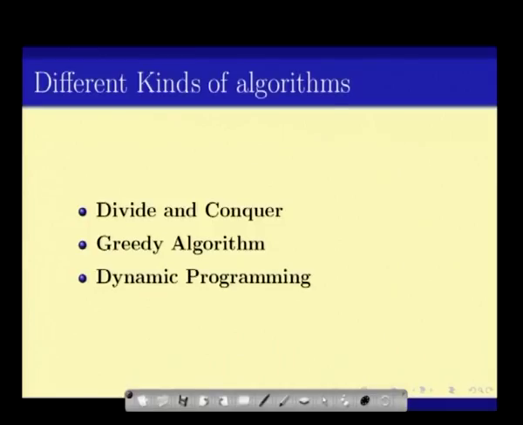So, in this talk and in the next few lectures, we will be looking at various kinds of algorithms. In general, algorithms are split into 3 or 4 different categories. The most commonly used ones are the divide and conquer algorithm, the greedy algorithm, and the dynamic programming algorithm. In this lecture, we will be doing divide and conquer, and in subsequent lectures, we will be looking at greedy algorithms and dynamic programming algorithms.